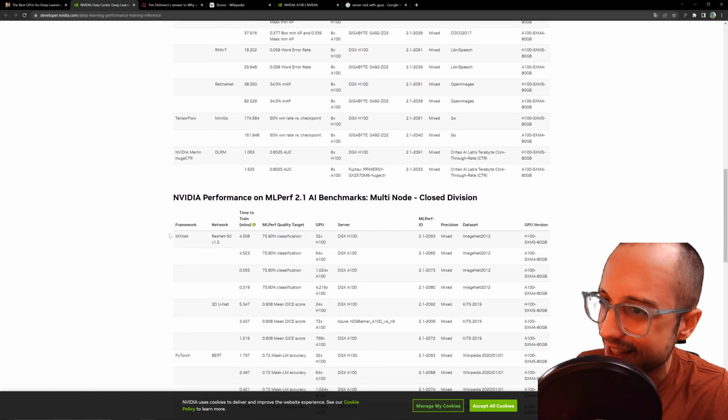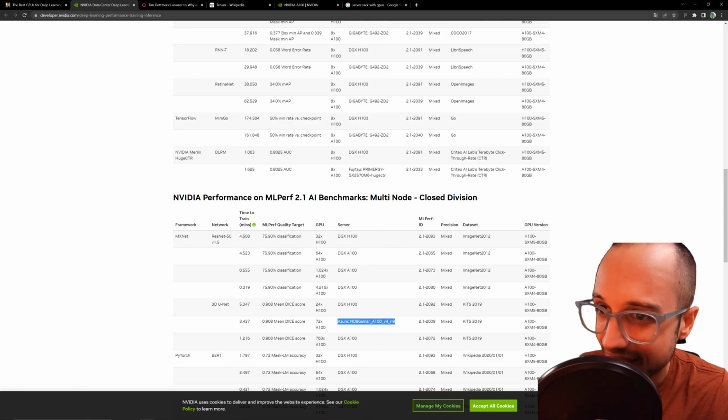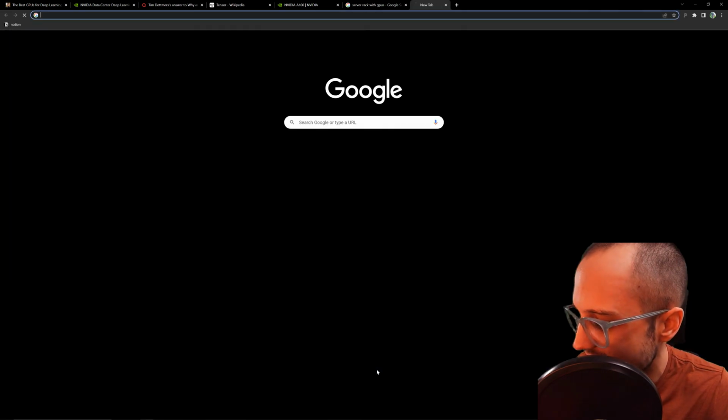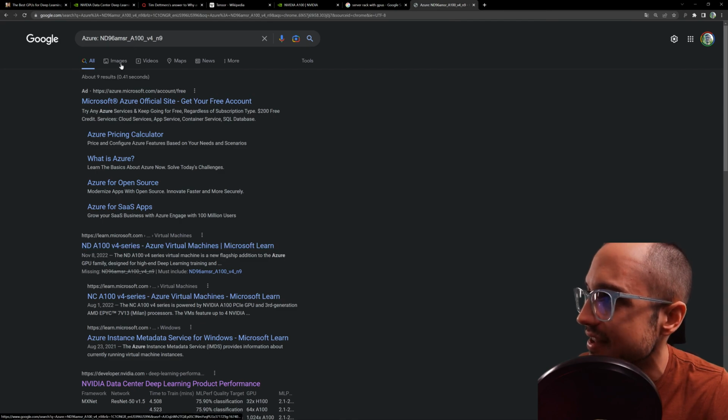Yeah, look at this. This is crazy. This DGX H100 server has 32 GPUs in it. 72 A100s. Holy crap. What is this? Azure ND? That has to be like a closet.